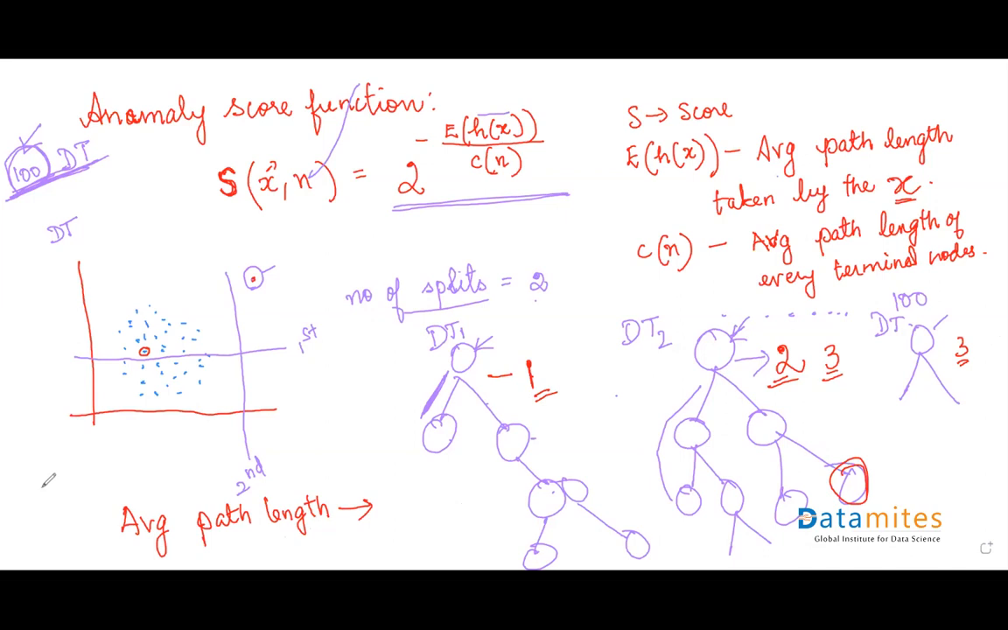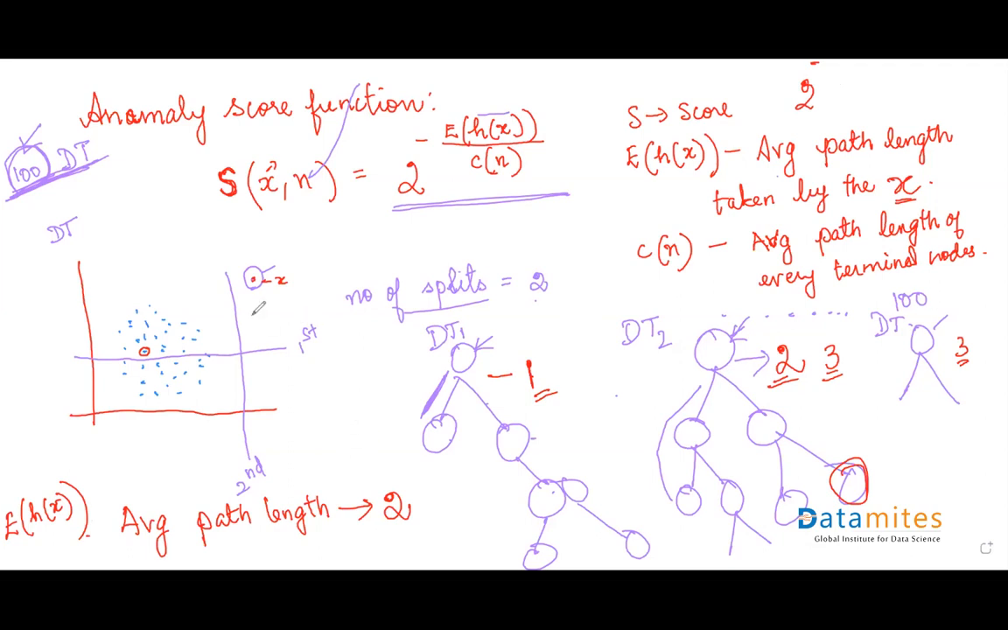Right? So if I take one particular data point, let us say this as x, the expected h of x will be the average path length taken by this x. Let us say after taking the average value I got it as 2. So this will be taken here, 2 to the power of expected h of x will be 2 for this particular data point. But for every data point it will calculate the average path length.